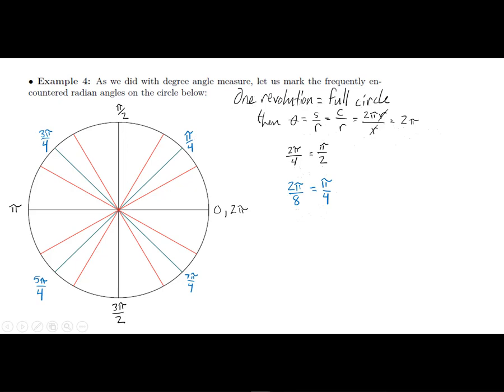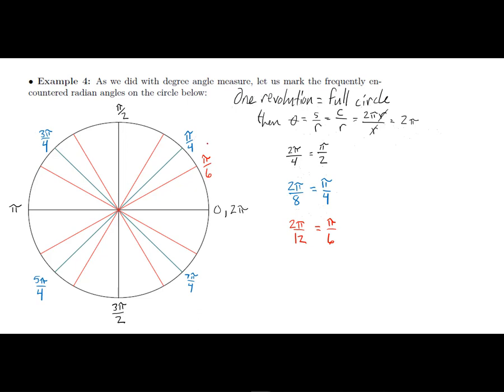And then we once again play the same game with the red lines combined with the black lines. They clearly break the circle up into 12 equal parts. So that's going to be 2 pi divided by 12, which simplifies to pi over 6. So this has got to be pi over 6.